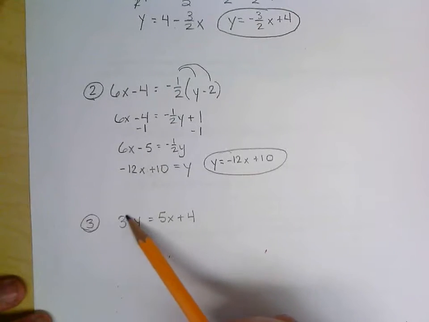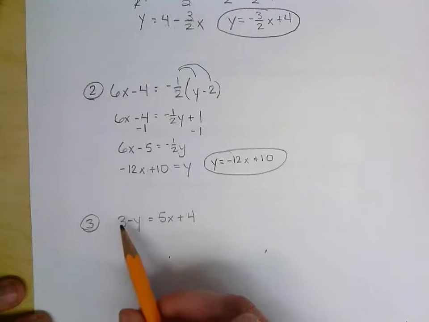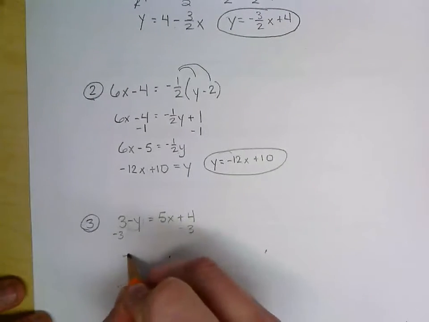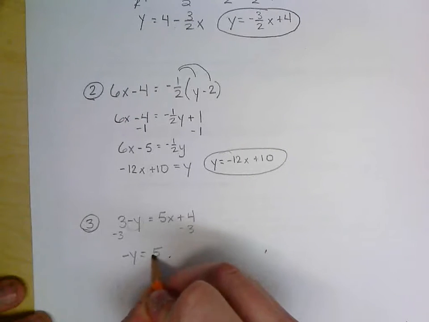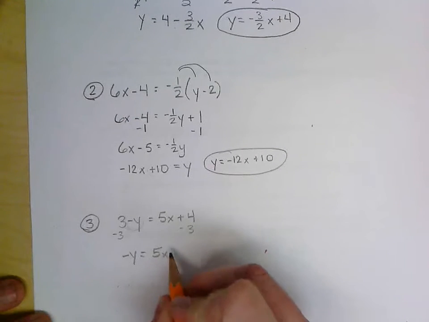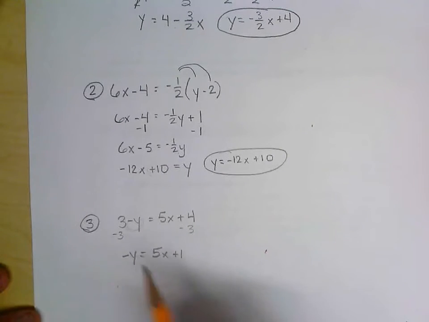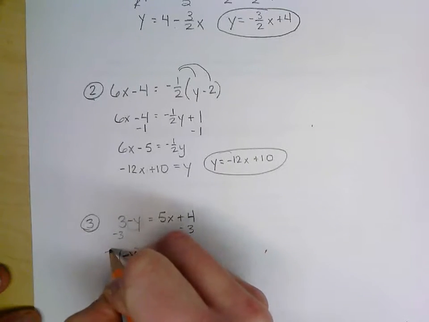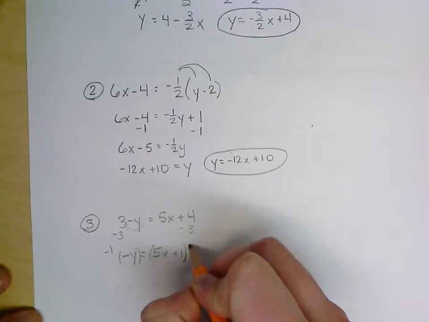So a lot of people are saying, okay, well, I want to get y by itself on one side, so I need to get rid of this 3. It's a positive 3, so I'm going to subtract 3 from both sides. And that's a great first step, but it leaves us with a negative y. We end up with negative y equals 5x plus 1, which is okay, except we can't graph until we have a positive y. So what you would need to do then is multiply both sides by negative 1.